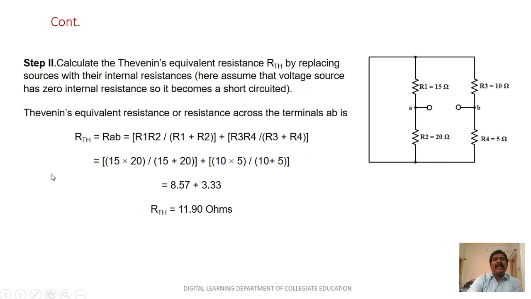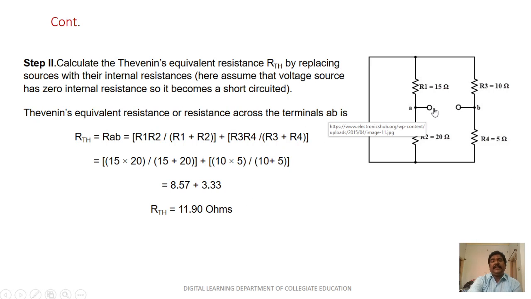Similarly, you can calculate the Thevenin's equivalent circuit. Again applying the same steps, calculate Thevenin's equivalent resistance RTH by replacing the sources with their internal resistance. If there is any voltage source, remove the voltage source and short its terminals, and calculate the effective resistance at the load terminals. That is called RTH. So Thevenin's equivalent resistance is across the terminals A and B.